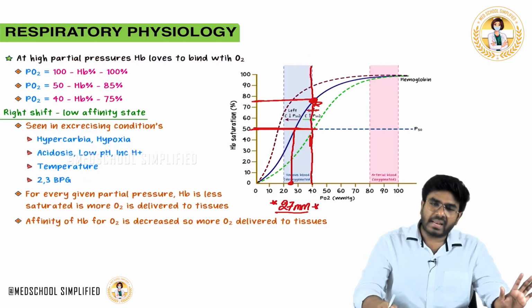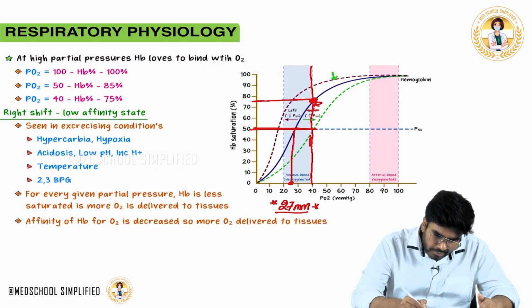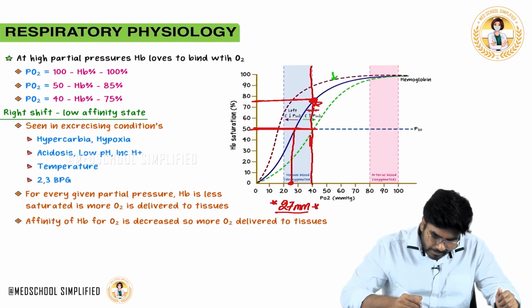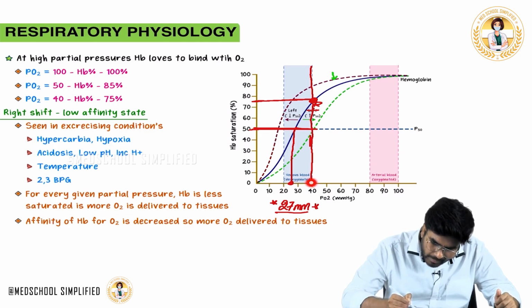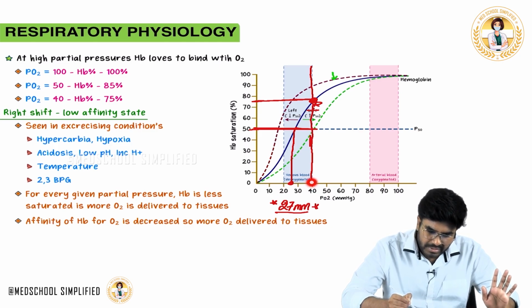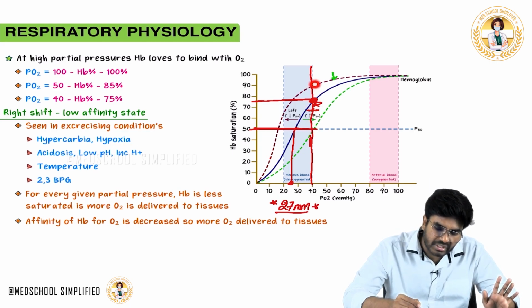Now let's see the graph here, guys. See, this purple graph which I am showing you is the left shift. Now what is happening? Please concentrate. At 40 mmHg partial pressure, in a normal person, hemoglobin is 75% saturated. In right shift, hemoglobin saturation comes to 50%. But in left shift, hemoglobin saturation is almost 90 or even 95, till this area.